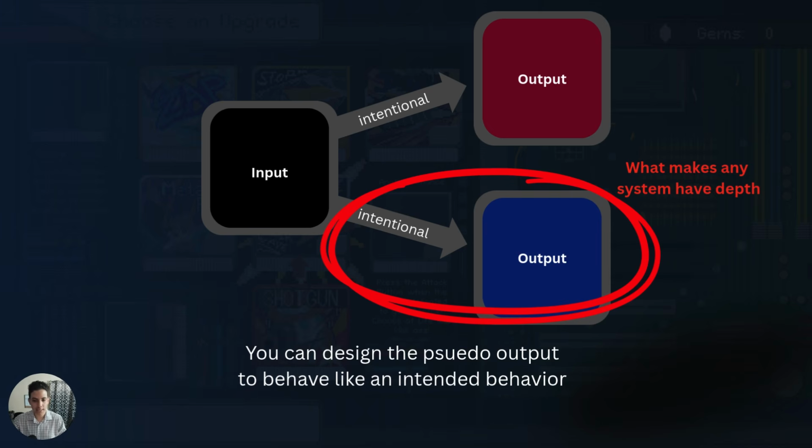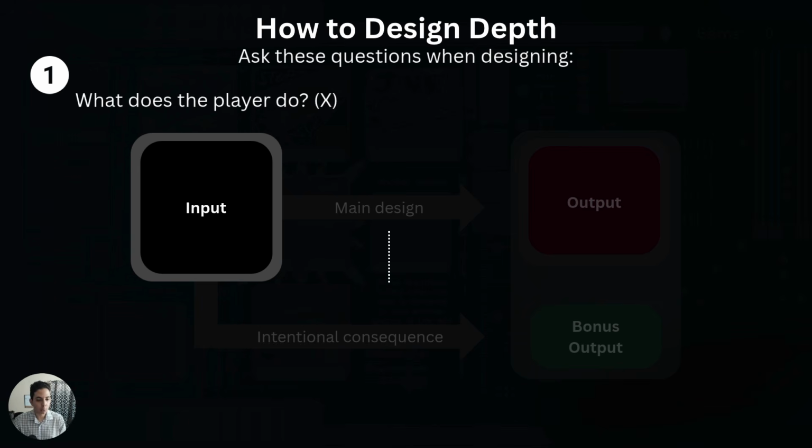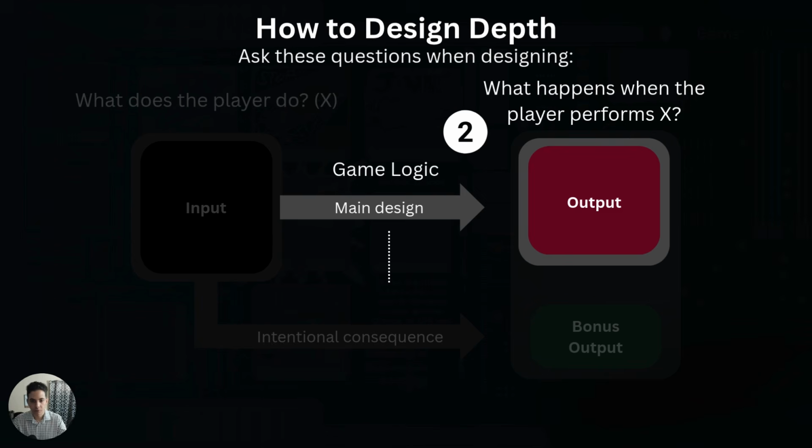So, to design depth, the framework that we will be using, all we have to do is ask ourselves these very simple questions, right? Number one is the input, which is, hey, what is the player trying to do? What are we trying to get them to do? What is the mechanic? What is the tool? That's where we start off. And then the second part, pretty simple: what happens when they press that button or use that tool? And this is where we use our game logic.